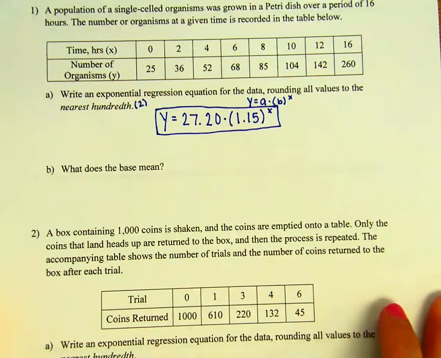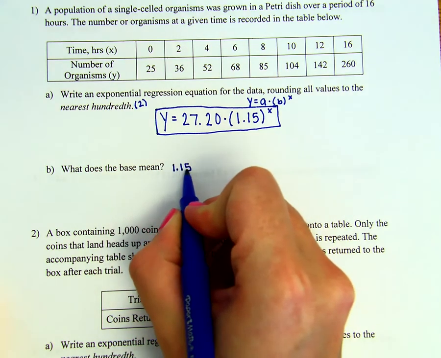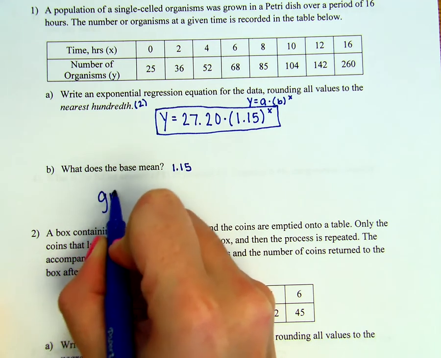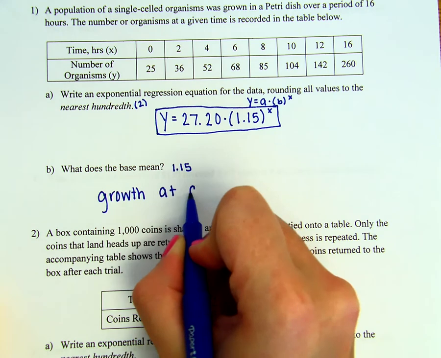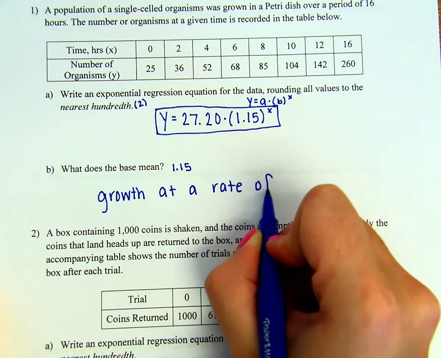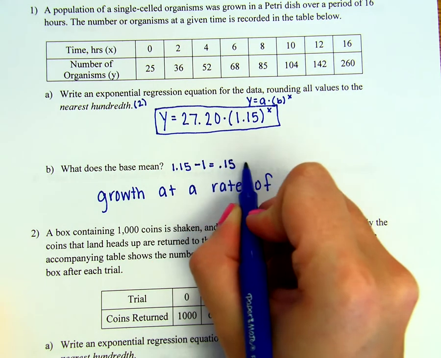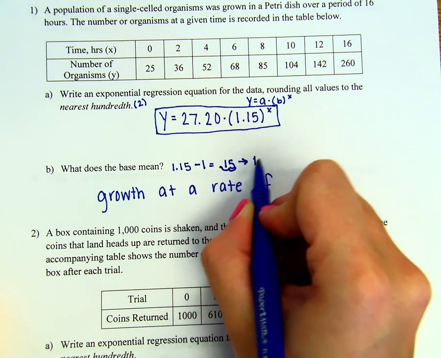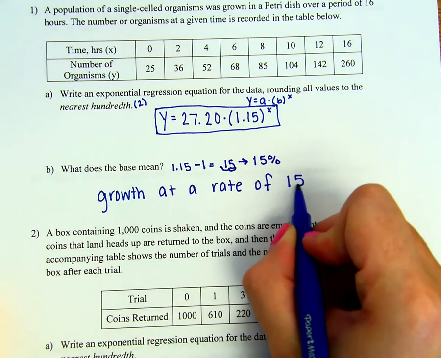Part B asks us, what does the base mean? Our base is that 1.15. Well, first we see that it's greater than 1, so we know it's a growth. And we'll say at a rate of, and then to figure it out, we're going to subtract 1, and that'll give us our decimal, which we turn into a percent by moving it 2 places to the right, and we get 15%. So it's a growth at a rate of 15%.